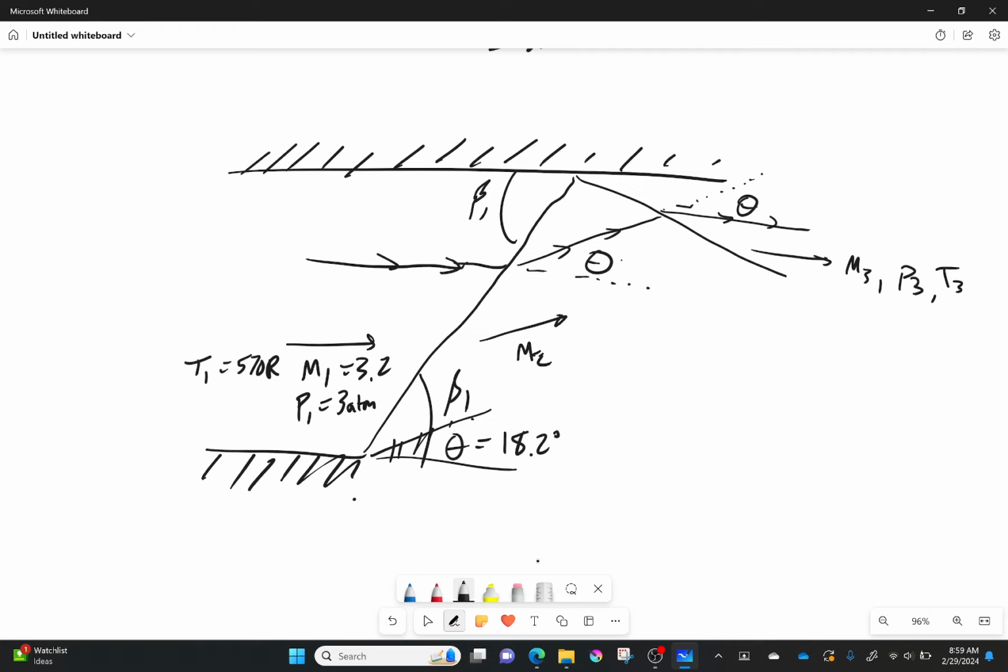We also want to figure out what the angle the shock makes with the upper wall. So what is this angle right here, which we're going to use that symbol for? Okay, now we're going to need our normal shock properties tables. We're going to need that theta beta Mach diagram. And we've got a lot of stuff to do here, so let's get right to it.